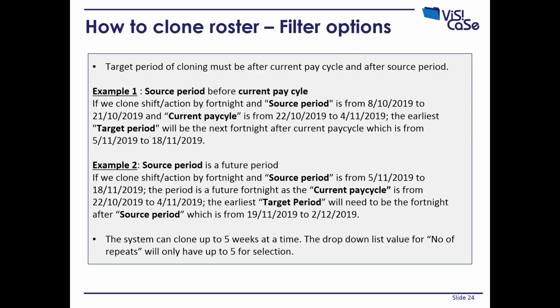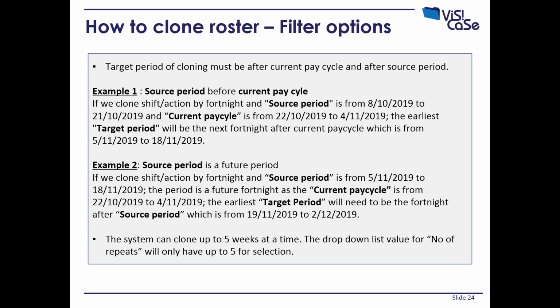So here's a quick example. If your source period is before the current pay cycle, if we clone a shift or an action by fortnight and the source period is the 8th of October to the 21st of October, and your current pay cycle is the 22nd of October till the 4th of November, the earliest target period will be the next fortnight after the current pay cycle.